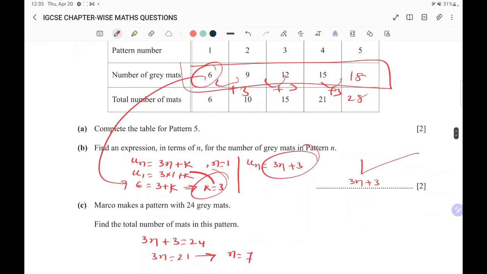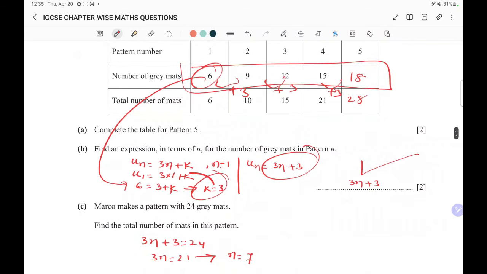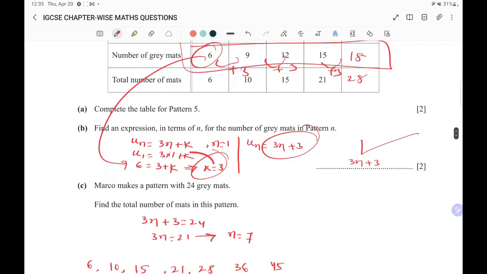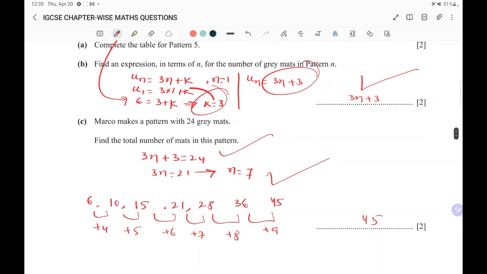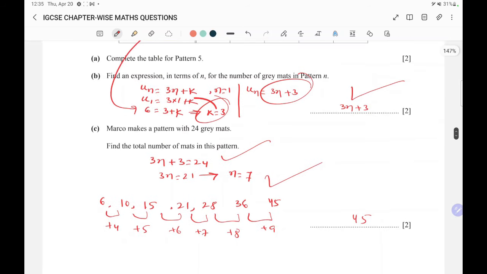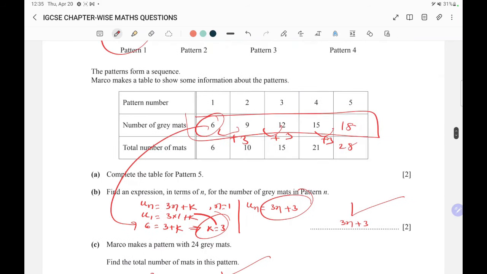Now Marco makes a pattern with 24 gray mats. Find the total number of mats in this pattern. Okay, so 3n plus 3 is 24. Now just calculate it, n equals 7. So now n equals 7, I got. Now find the total number of mats in this pattern. So n equals 7, like the 7th term I need to find. So this is 4, this is 5, then 6, then 7th. So here we need to find, okay, the 7th one.